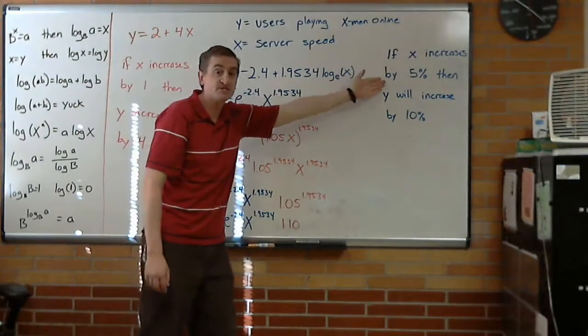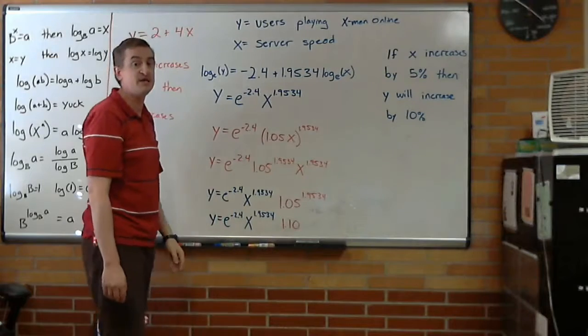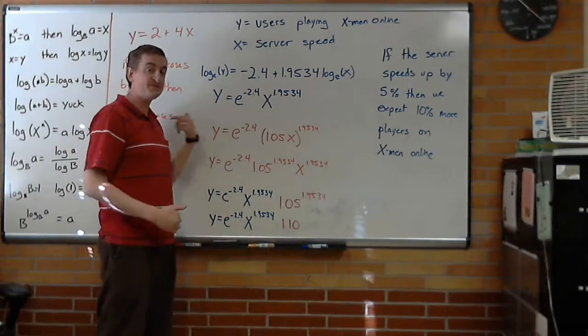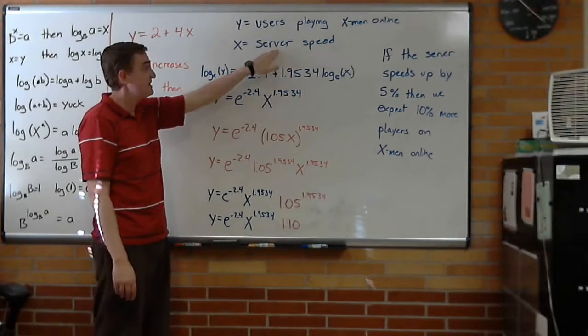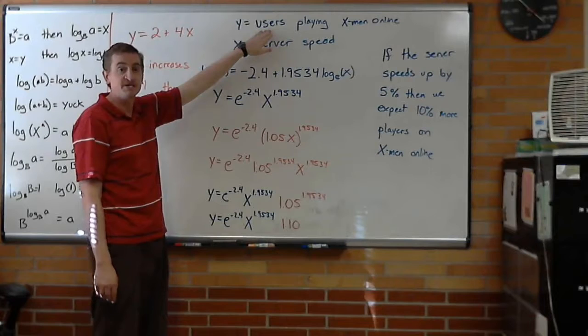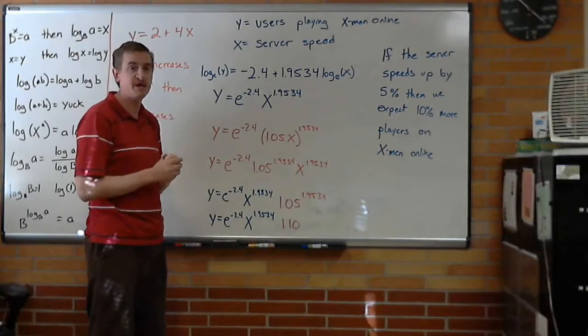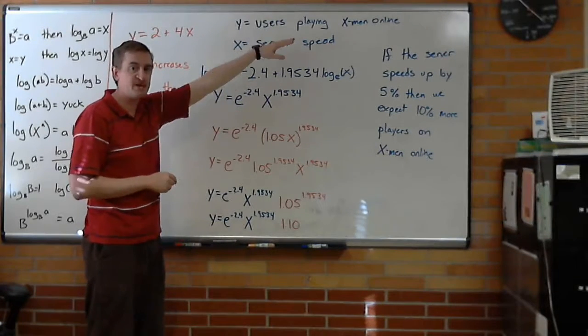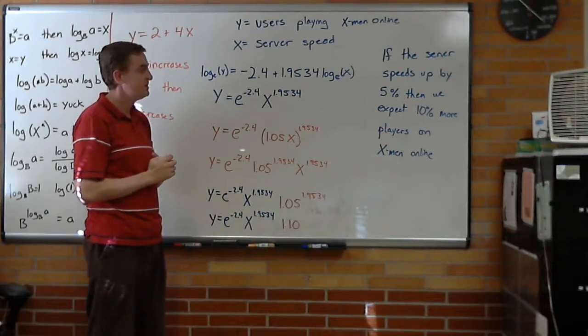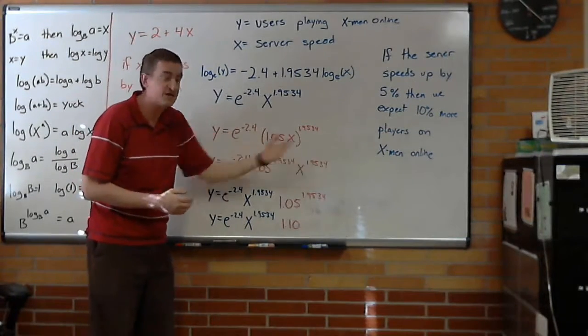So if x increases by 5%, then y increases by 10%. So in the context of this scenario, that would say if our server speeds up by 5%, then we expect 10% more users playing X-Men Online, which I don't know if that game actually exists. I just feel like it probably should and would be cool. But that's a sentence that a client can work with.